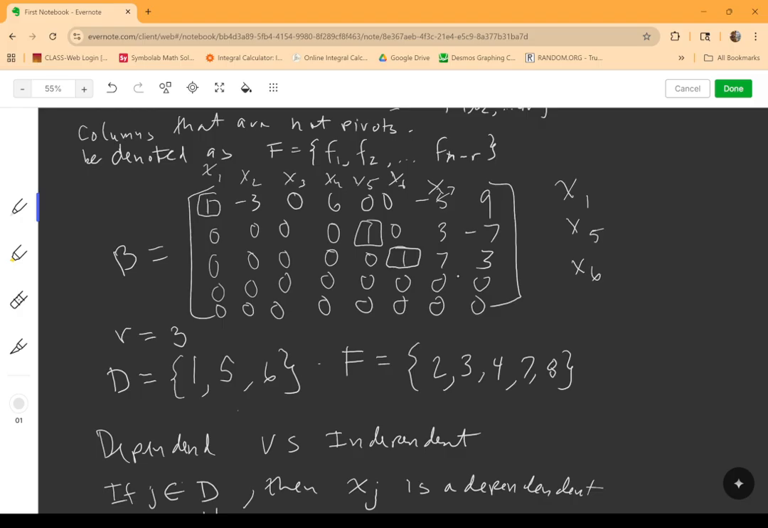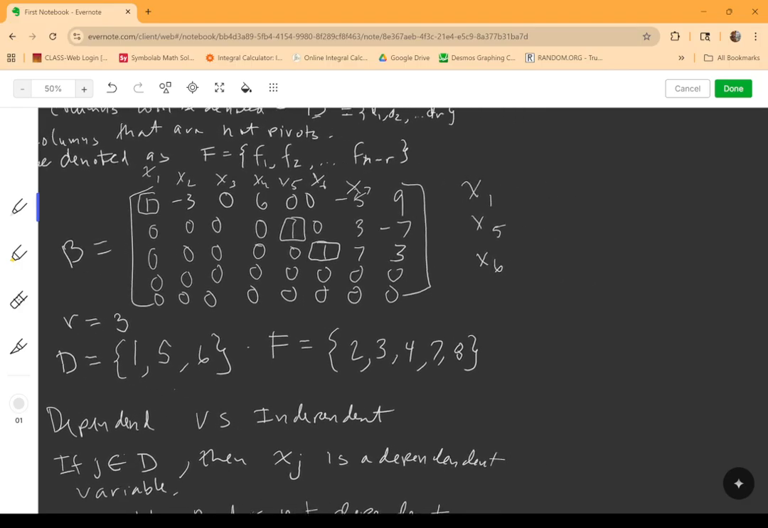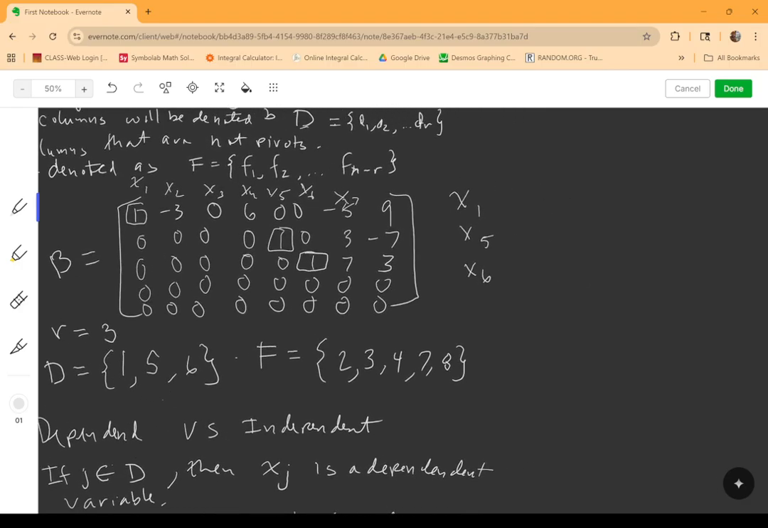So now in terms of writing the solution here, when we say dependent, we'll write them in terms of the free variables, right? So for instance, when I look at my pivot X6, the way I interpret that is X6 plus 7X7 is equal to 3. And I can solve for X6. That's 3 minus 7X7.